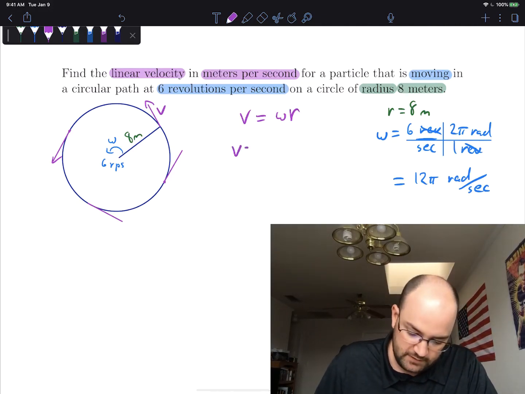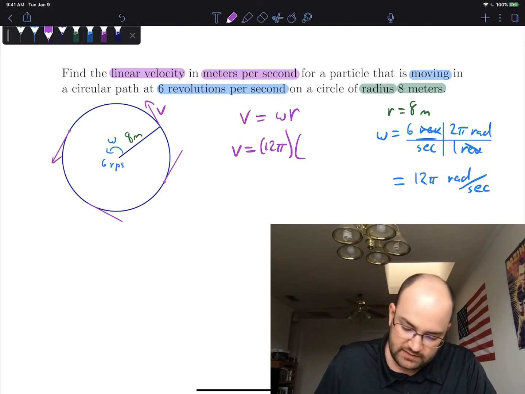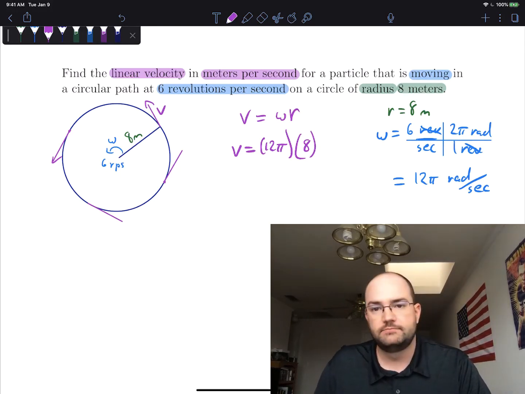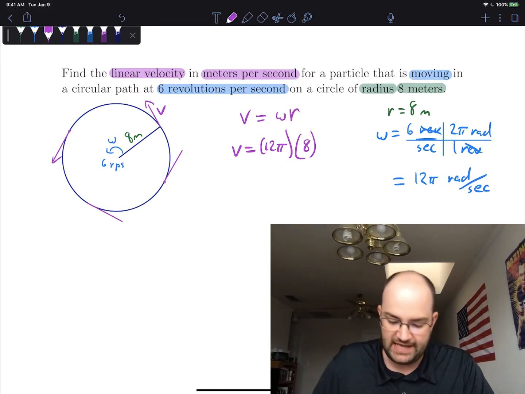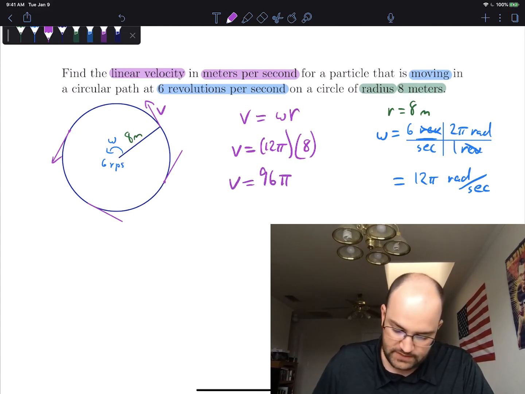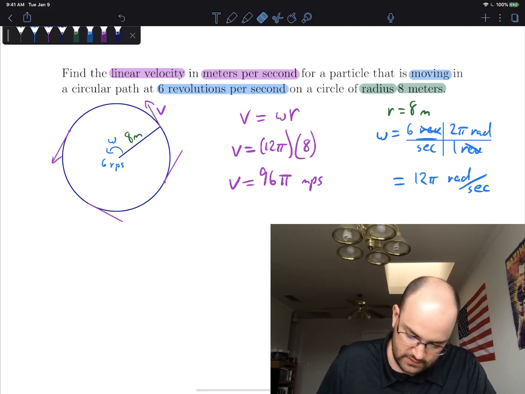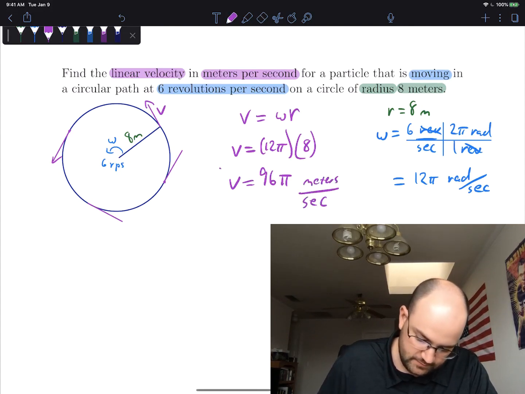So we have V is equal to omega of 12 pi. I'm not going to put the units this time. You already saw me do that. And then times R of 8. So 12 pi times 8. Well, 12 times 8 is 96. So this is 96 pi. And the units, of course, are meters per second. You know what? Let's do it this way. Meters per second. Just so that we're clear.